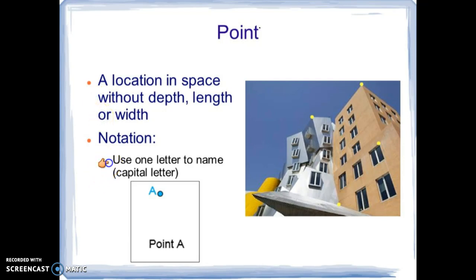We use one capital letter to label a point. So this example would be called point A. And here is just showing you where points exist in this building in the real world.